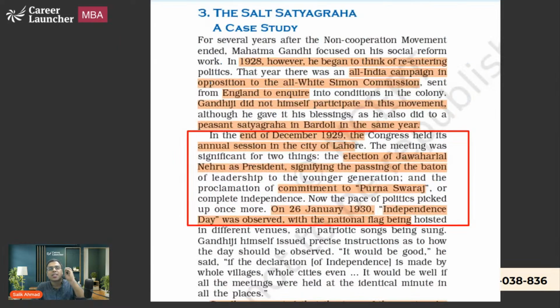Since we were talking about Swaraj, now Congress for the first time talks about Purna Swaraj in December 1929, just before the beginning of the civil disobedience movement. This is from the NCERT book, the NCERT class 12 book, and it is talking about this.